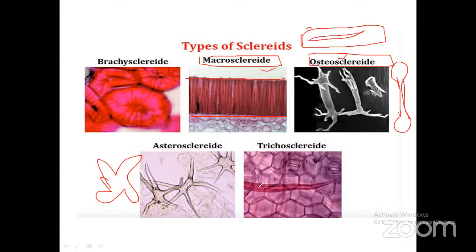Next one, trichosclerides, which look like trichomes. They are hair-like elongated sclerides. Sometimes these sclerides are branched. Mainly these are found in Hoya and Musa leaf. Mainly these are found in the leaves. So this is all about types of sclerides.